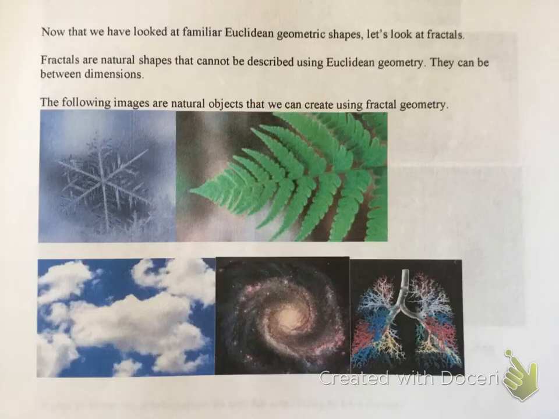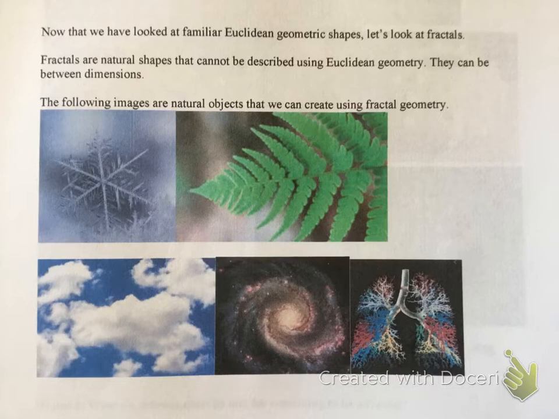With fractal geometry, you are not going to have something that falls into the first dimension, second dimension, or third dimension equally. It'll fall in between either the first dimension and the second dimension, or the second dimension and the third dimension. So that's what makes fractals very special. So here are some examples of natural shapes that can be described using fractals instead of Euclidean geometry. The following images are natural objects that we can create using fractal geometry.